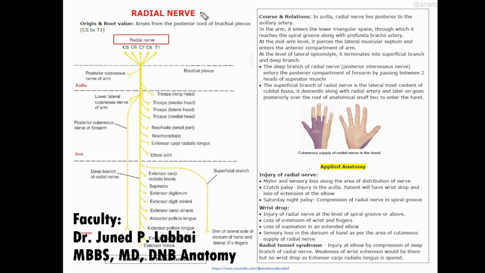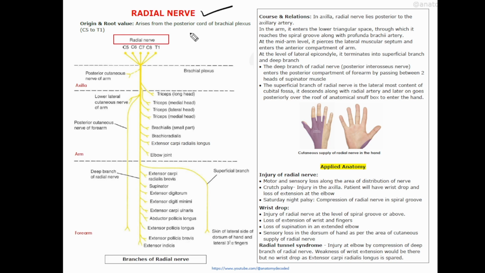Hello everyone. In today's session, we'll be learning about the radial nerve. In previous two sessions, we had covered the ulnar nerve and the median nerve. All these three nerves are the major nerves in the upper limb from which long questions can be asked, so you need to prepare them well.